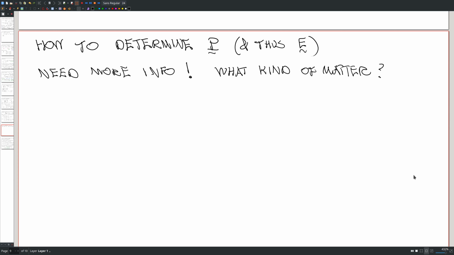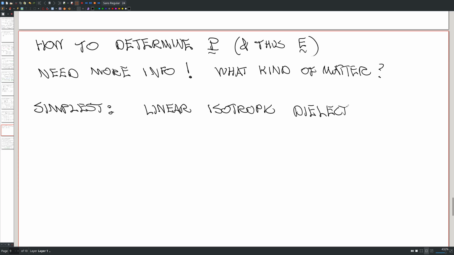Third assumption, I can imagine that irrespective of the direction in which I put the field, the chunk of matter will polarize in the same amplitude. Okay, so there's a notion of linear isotropic dielectrics. I'll tell you what these are, and then we'll talk about what things are.